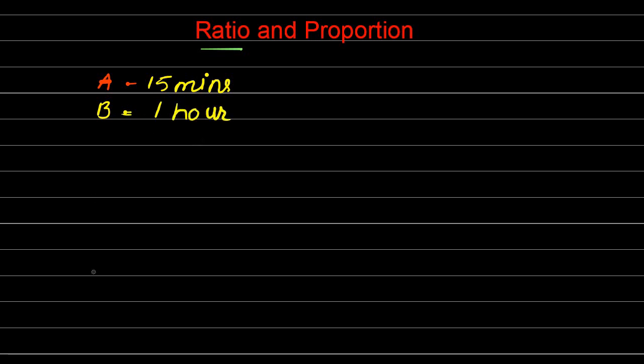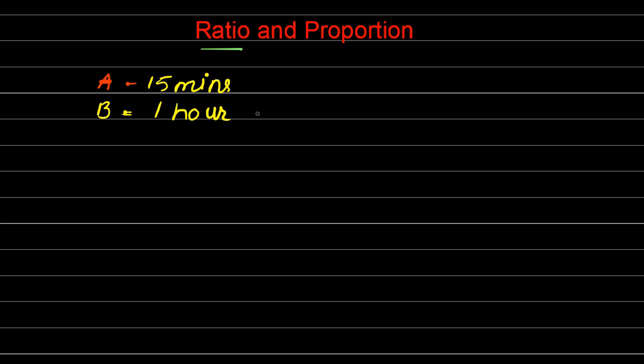Now you must have understood that I am comparing these two. The base of the ratio is that I am comparing the same quantity again, the same type again. I am comparing their time taken to reach school. So this is the same, but you can see they are not in the same unit here. So first we need to make them the same unit. Either you convert this 15 minutes into hours, or you can convert 1 hour into minutes.